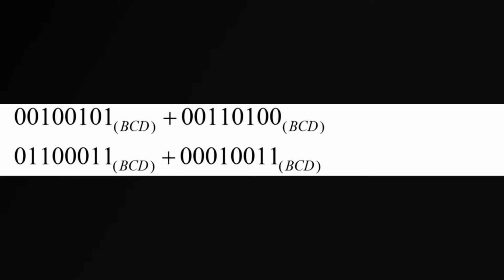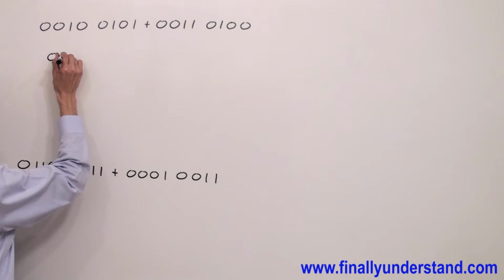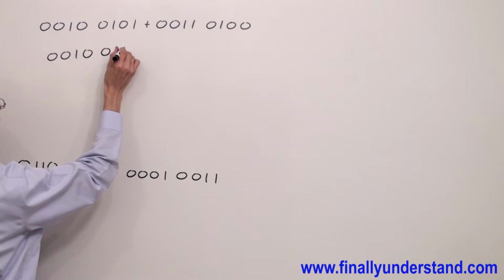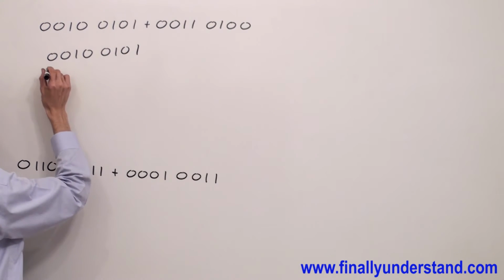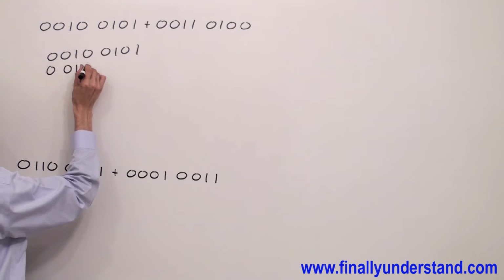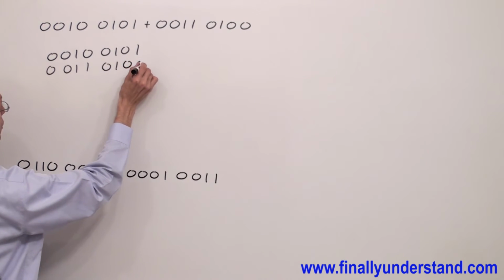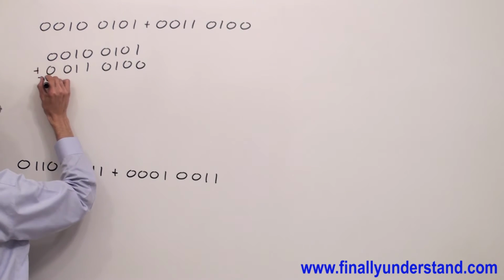Let's add the following BCD numbers. We have 0010 0101 plus 0011 0100.